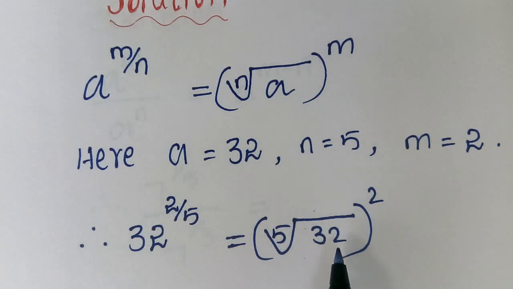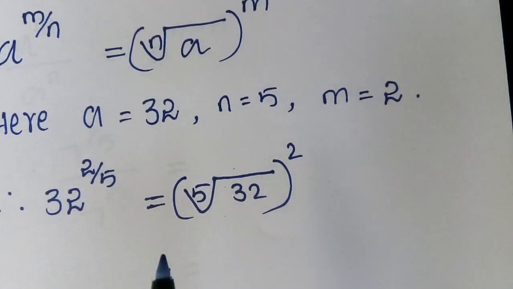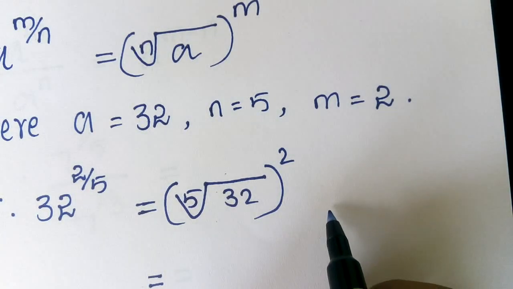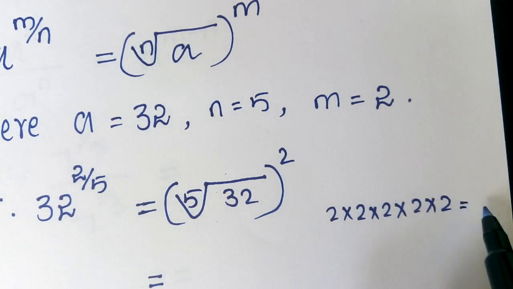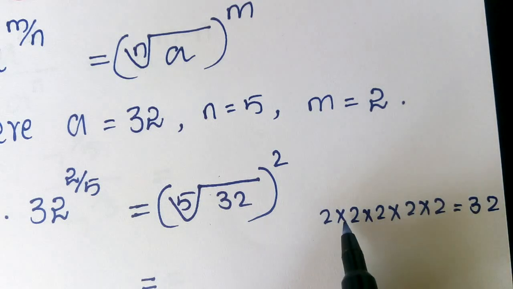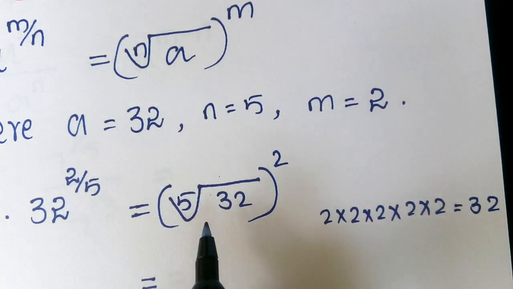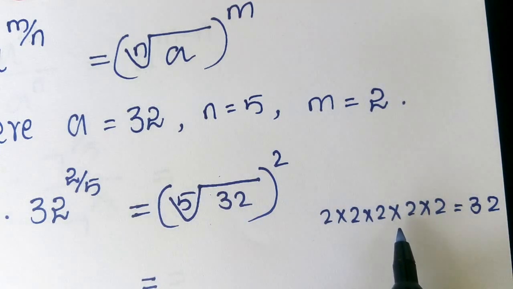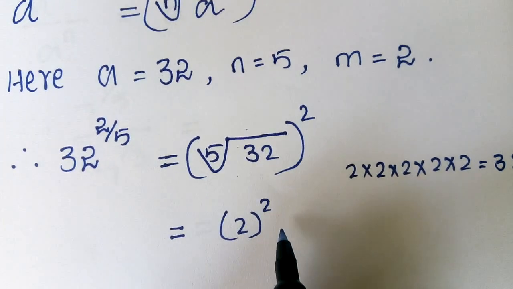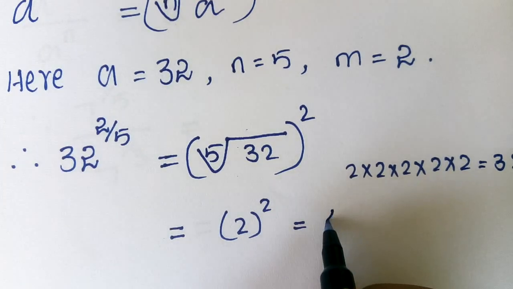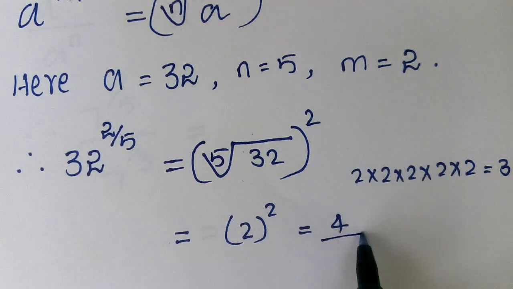Children, what is fifth root of 32? Fifth root of 32 is 2 because 2 into 2 into 2 into 2 into 2 is equal to 32. We multiplied 2 five times. That time we will get 32. So fifth root of 32 is equal to 2. 2 square. What is 2 square? 2 square is equal to 4. So 32 to the power 2 by 5 is equal to 4.